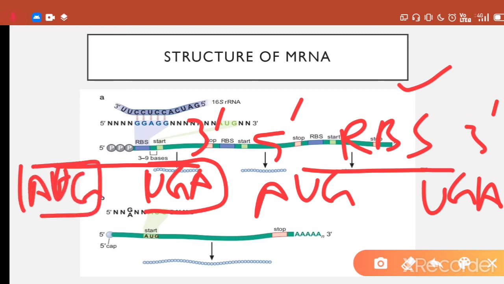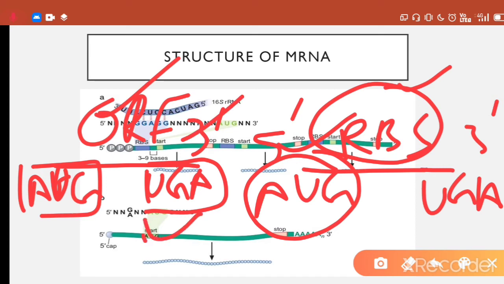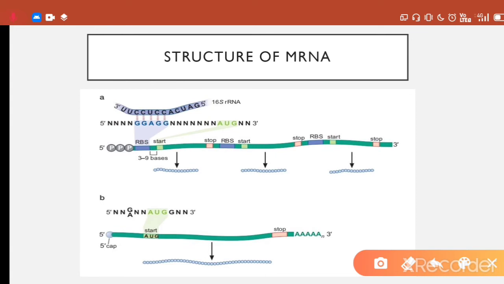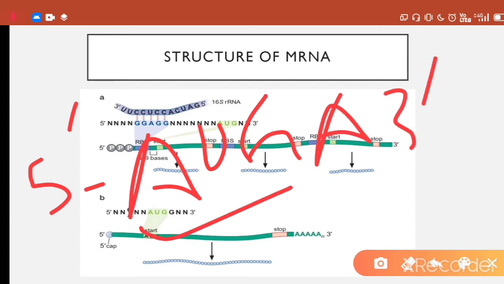So in this case, when a less strong ribosomal binding site or open reading frame that is unable to bind the ribosome lies after another open reading frame, the start codon of the downstream open reading frame, that is AUG, will overlap the 3 prime end of the upstream stop codon, that is UGA. So it will form a sequence 5 prime AUGA 3 prime. It consists of AUG, that is the start codon, and UGA, that is the stop codon. So it consists of start and stop codon.